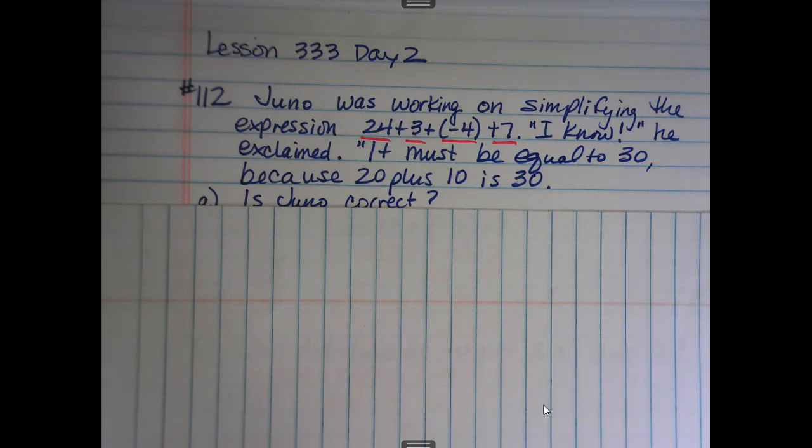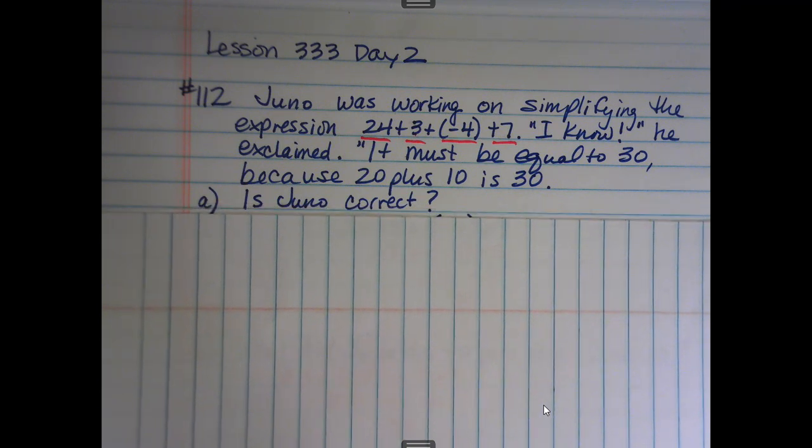In our first problem that I'd like to work through with you, we have a person named Juno, and Juno is working on simplifying the expression 24 plus 3 plus -4 plus 7. "I know," he exclaimed, "it must be equal to 30 because 20 plus 10 equals 30." And our question is, is Juno correct?